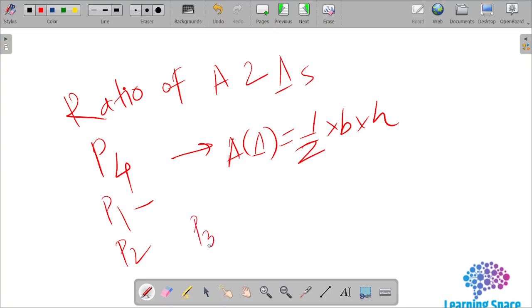In property 3, bases are same, so the ratio of areas of two triangles is the ratio of their corresponding heights. And in the fourth property, if base and height come to be equal, then the ratio of areas of two triangles is the same.